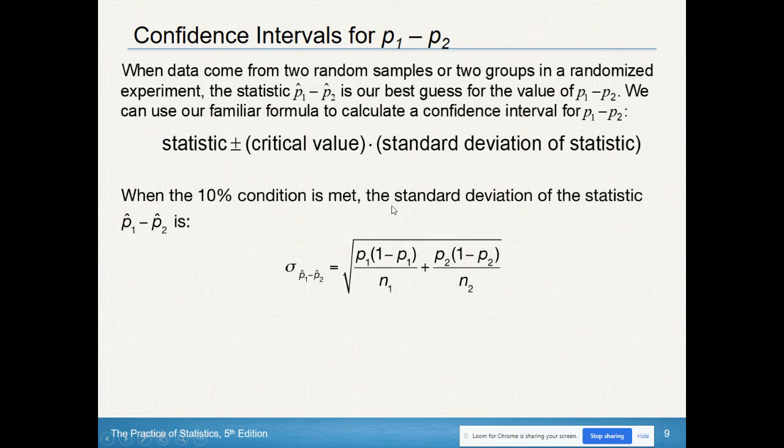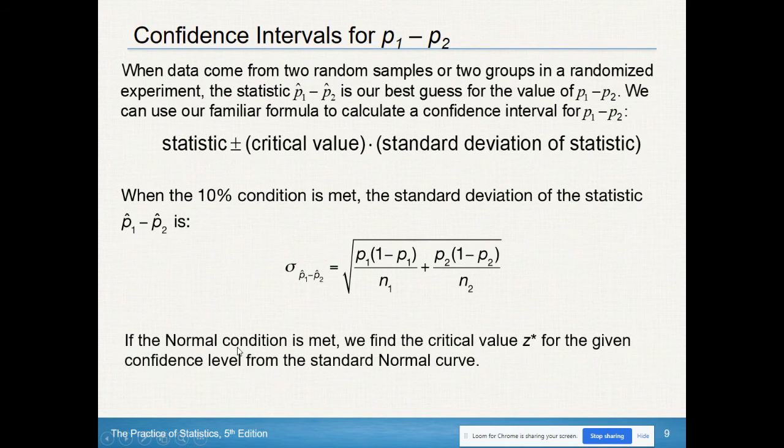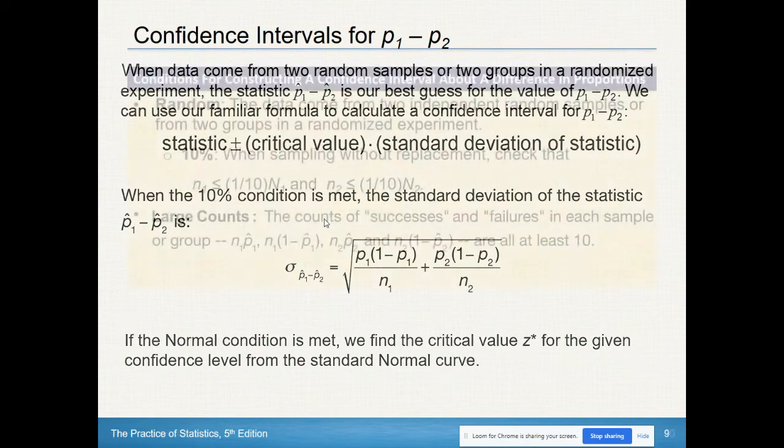When the 10% condition is met, the standard deviation of the statistic P hat 1 minus P hat 2 is this right here. We've seen that already. If our normal conditions are met, we can find the critical value Z star for a given confidence interval from the standard normal curve. We will do that the same way that we've done it before for the critical value. It is a z-value because we're dealing with proportions. You can imagine where we're going with this, but with means, it'll be a t-value.